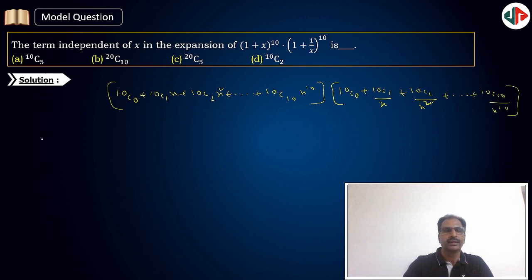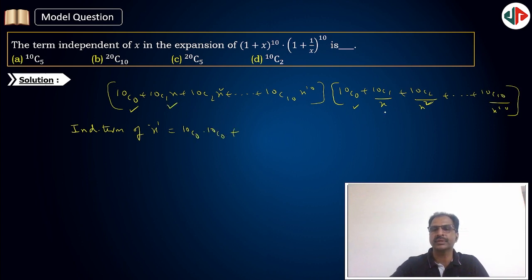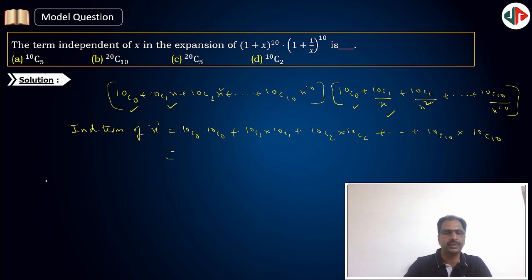In this product, we require the independent term of x. Independent term means the term which does not contain x. In this product, where do you not get x? When 10C0 is multiplied with 10C0, in that term you don't get x. Next, when 10C1x is multiplied with 10C1 into 1 by x, when you multiply those two, x gets cancelled. So you get 10C1 into 10C1. Like that, 10C2 into 10C2 plus so on, 10C10 into 10C10.